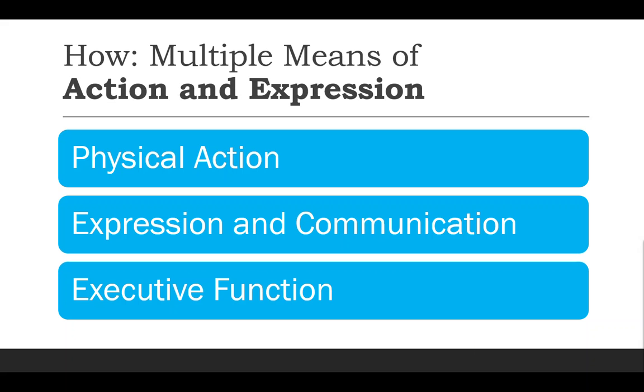The last one is multiple means of action and expression. This can apply to physical action, like how to actually write something or type on a keyboard. There are a lot of assistive technologies that can help with this. But really, if you create opportunities for multimedia assignments, where students can give a speech about something, or write, or create a video, that will help everyone with differing physical action abilities be successful. And that goes along with expression and communication.